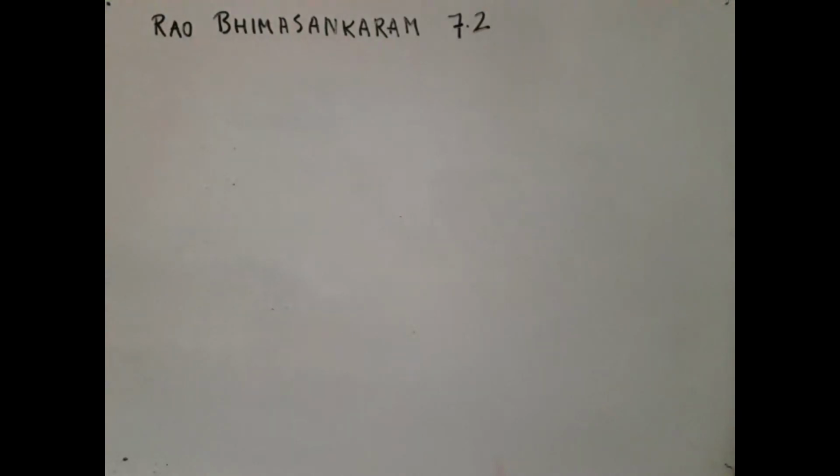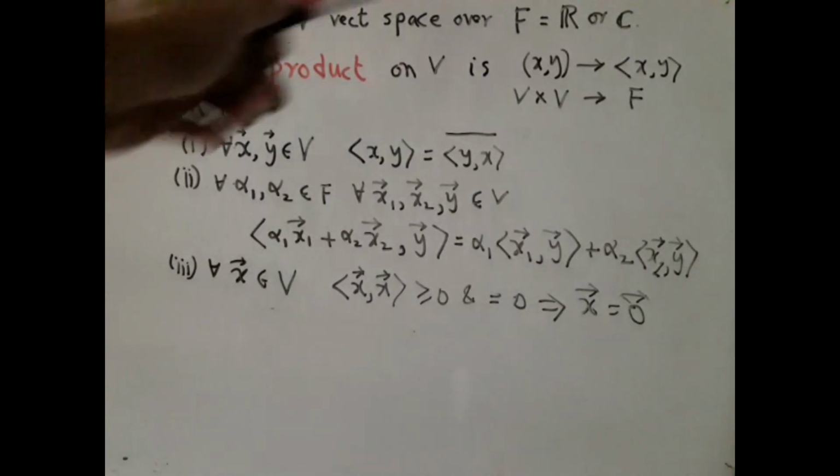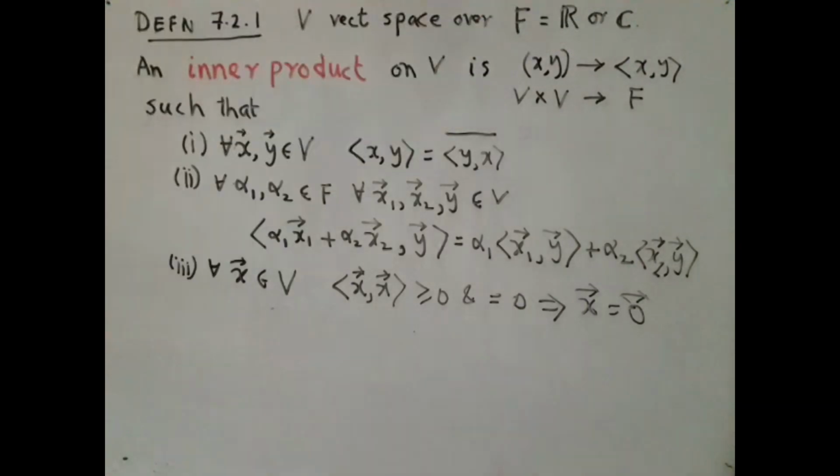We are starting with Section 7.2. Definition 7.2.1: we have a vector space over the field F, which is either R or C.